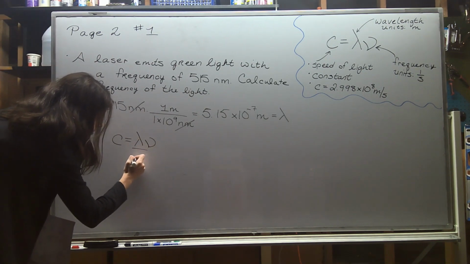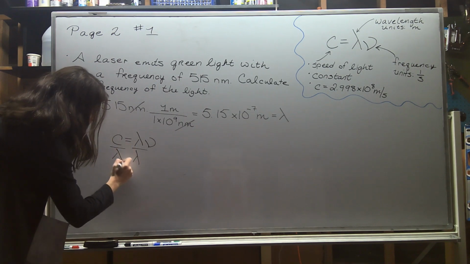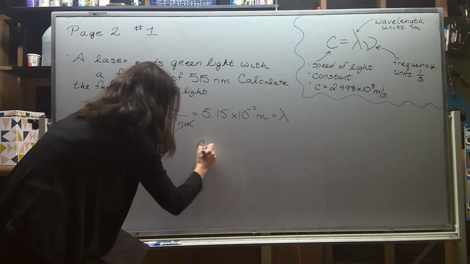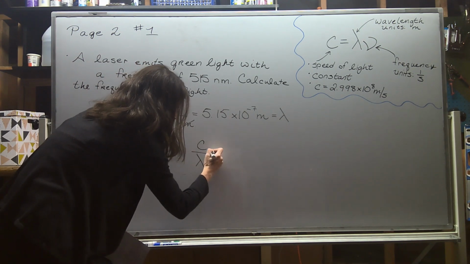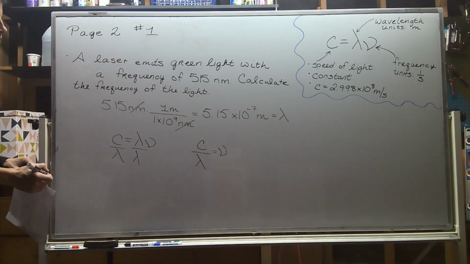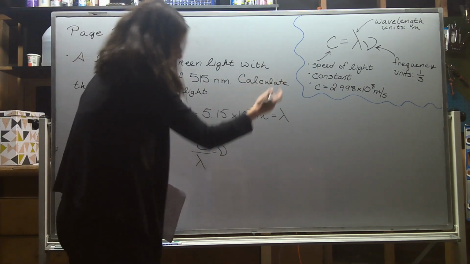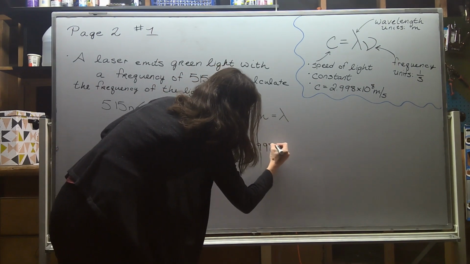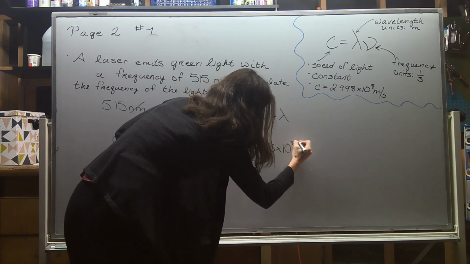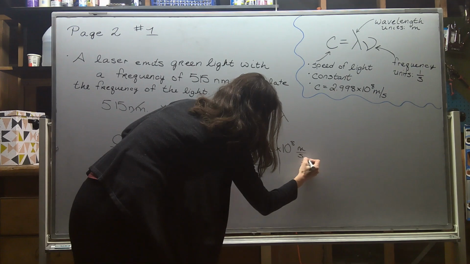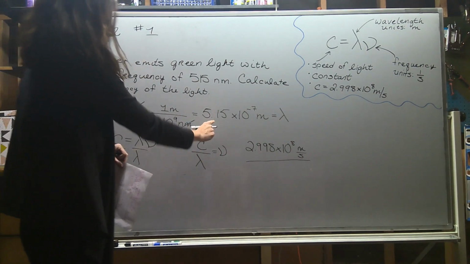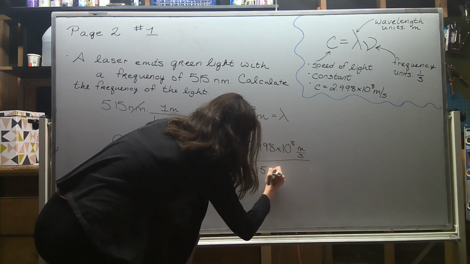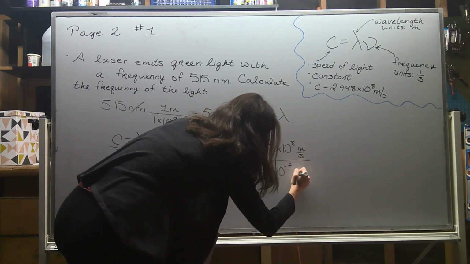So I'm going to divide each side by wavelength. Then wavelength cancels with wavelength, and I have this relationship: the speed of light divided by wavelength will give me my frequency. So C, the speed of light, is a constant. I'm going to do 2.998 times 10 to the 8th meters per second, and I'm going to divide by this wavelength value that we just got, 5.15 times 10 to the negative 7 meters.